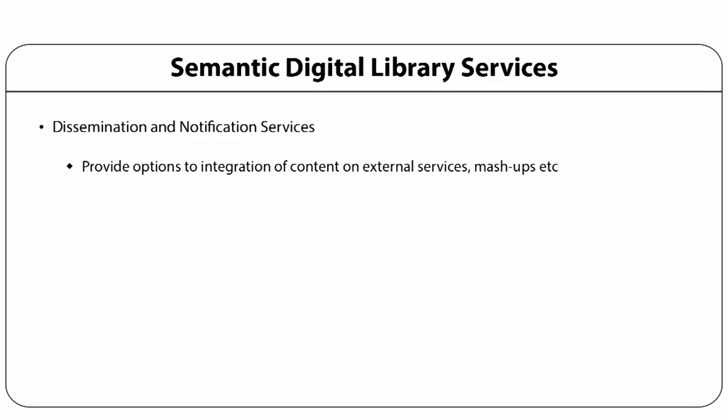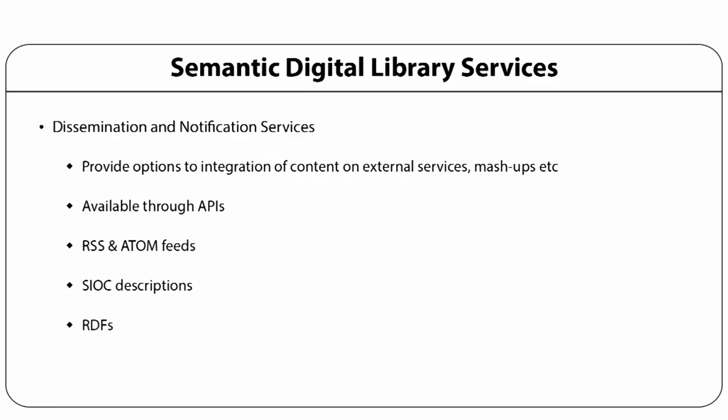These metadata should be provided through APIs as customizable RSS and Atom feeds, SIOC, that is Semantically-Interlinked Online Communities descriptions, RDF graphs, and in JSON format. To enhance the user experience, extensible and customizable notification services can be provided as a part of the information retrieval process.